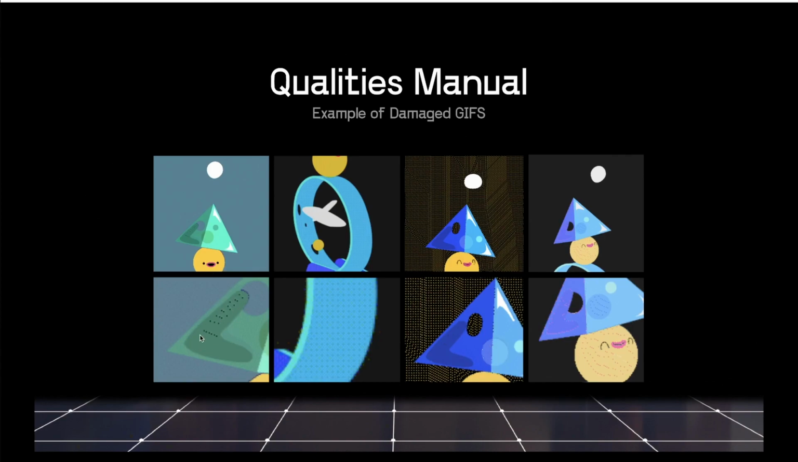Here's the example of damaged GIFs. As you can see, we have some dots, and it may also affect your rating score. Even if your animation is beautiful, but you have these little damaged spots in the GIF, your rating can be 1 star. Okay, so I think it's clear.